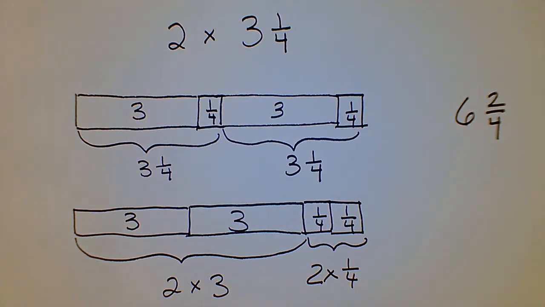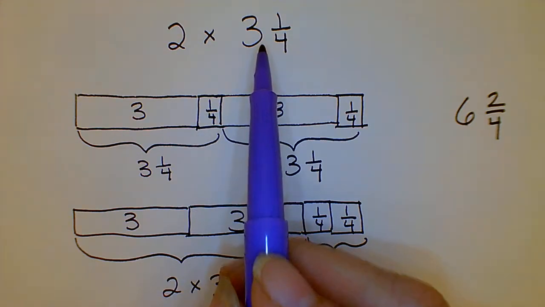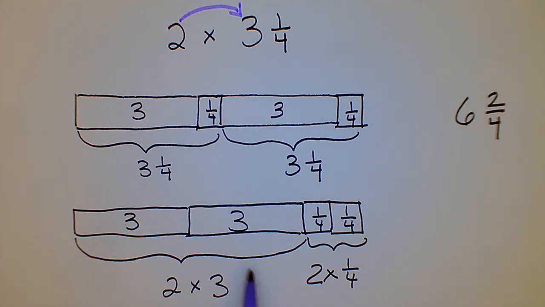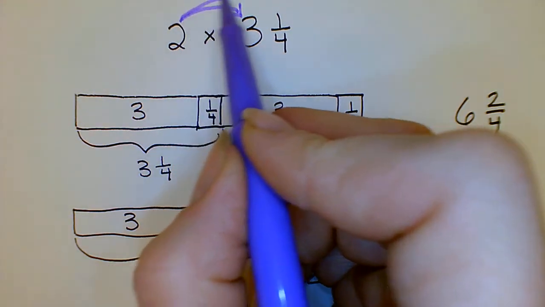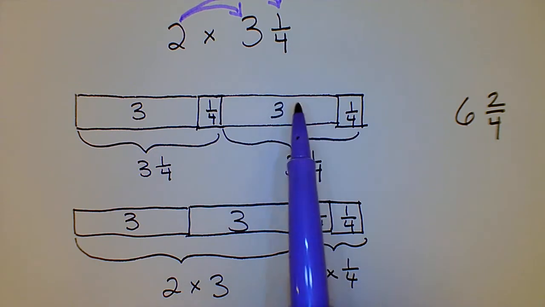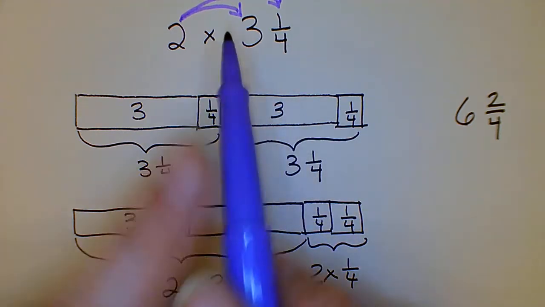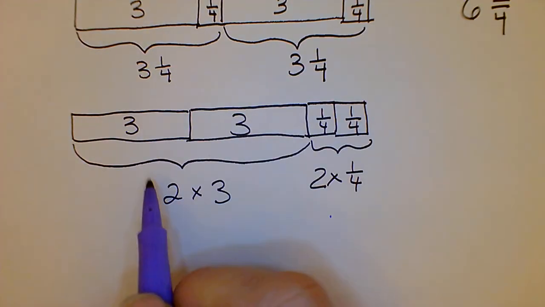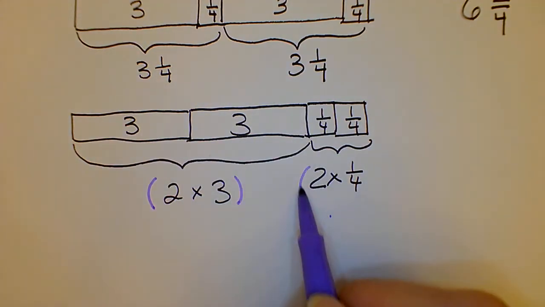So I'm hoping that this is ringing a bell from yesterday's lesson where we showed that we could do the distributive property. And what we were doing was, instead of multiplying 2 times 3 1/4, we would multiply the 2 times the 3, which we have right here, and then we would multiply the 2 times the 1/4, which we have right here. So we're modeling this 2 times 3 1/4 by using the distributive property and pulling that apart. So when we did that, remember that we want to show that these are being grouped together still.